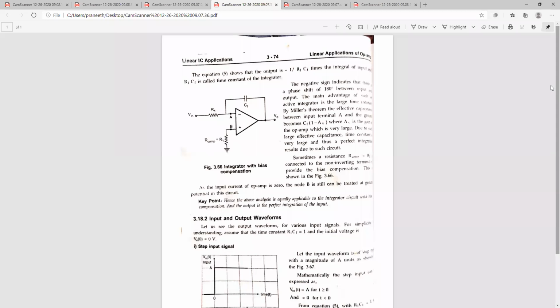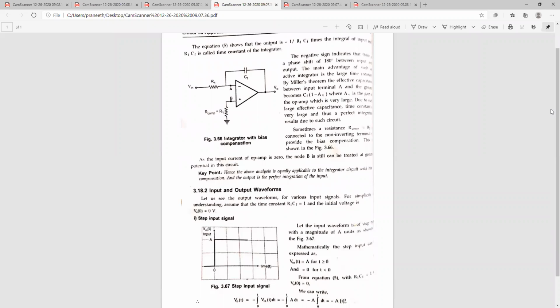Now let us see what various outputs we are going to get when you apply different kinds of inputs. So this is very important. Note down each and every figure. Okay. Now let us start with an example. Let us start with a step input signal, right? In the figure you can see that the input voltage is applied in the form of a step input. Now let us see what output we are going to obtain.